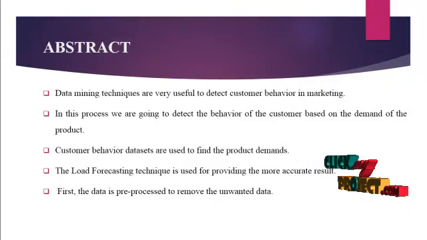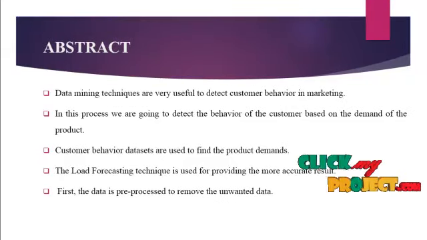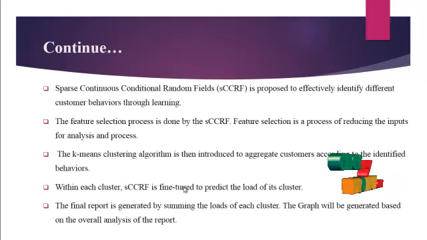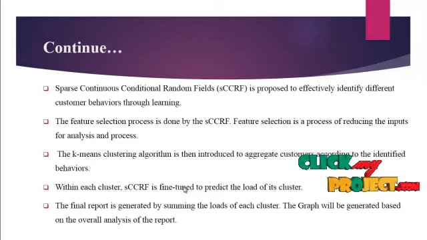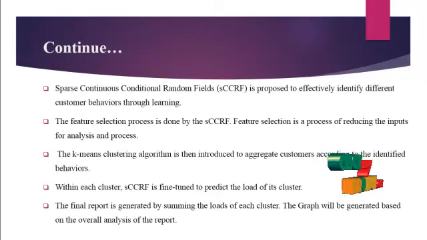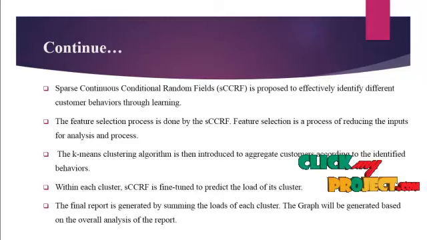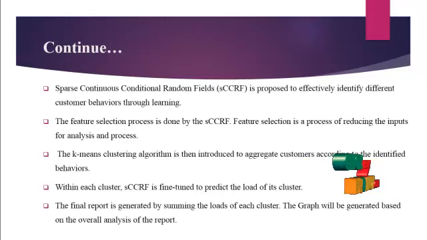First, the data is pre-processed to remove the unwanted data. Sparse continuous conditional random fields is proposed to effectively identify different customer behaviors through learning. Feature selection process is done by SCCRF. Feature selection is a process of reducing inputs for analysis and process.